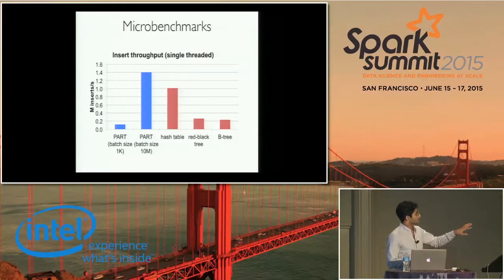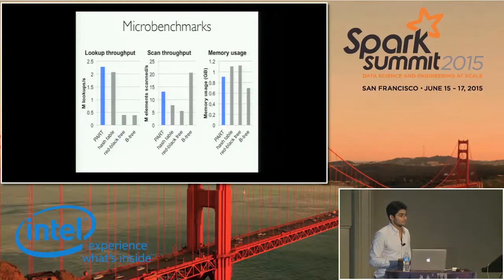The colors, red and blue, mean that PART is immutable, whereas these other data structures are mutable. So you expect us to have a disadvantage, because every update requires, at the very least, creating a new pointer, a new version to get back. But in fact, for larger batch sizes, because of that in-place optimization, we can approach and even surpass the performance of a mutable hash table. For a small batch size of 1,000, we still get 120,000 inserts per second single threaded. And as the batch size increases to 10 million, PART approaches the performance of this mutable data structure.